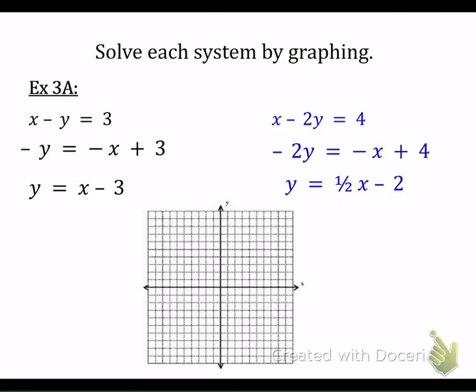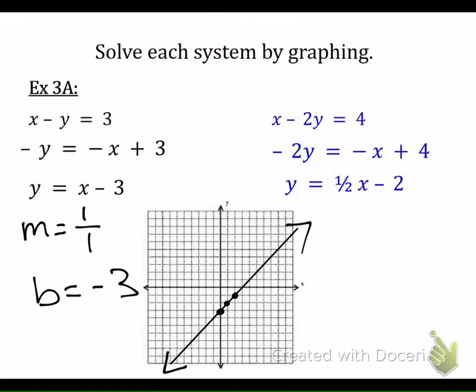All right, jump back to the first one. What is my m? 1/1. What is my b? -3. So to graph this, I go down to -3 on the y. I rise 1, I run 1. I rise 1, I run 1. This is where it is so important to make a very, very straight line. And I'm going to extend it all the way off the graph. Okay?